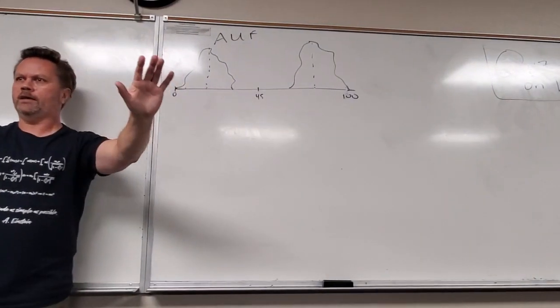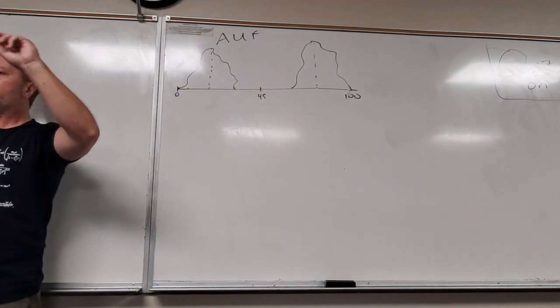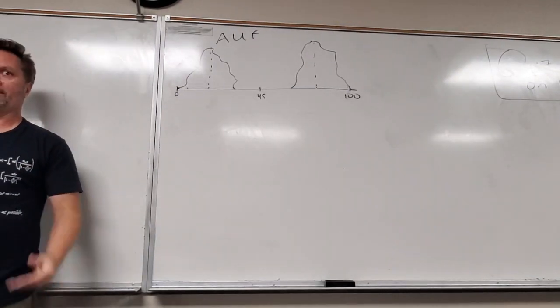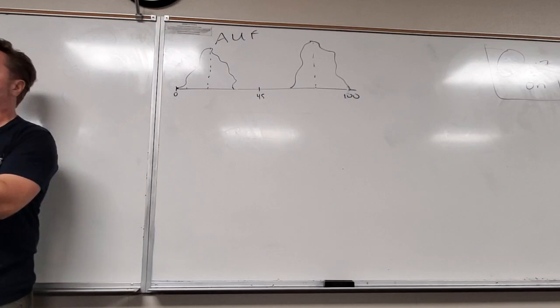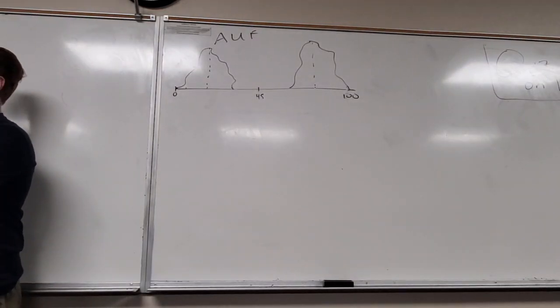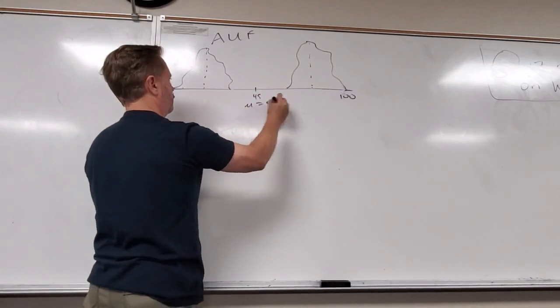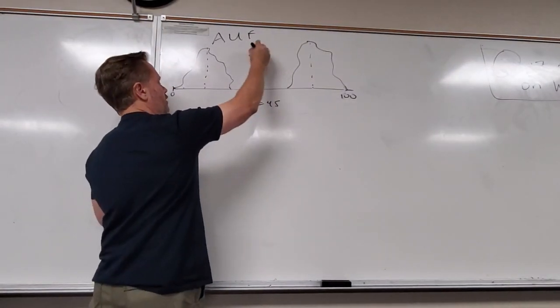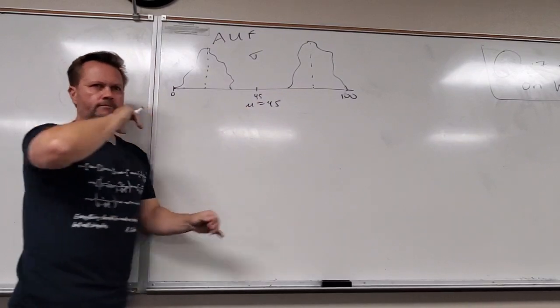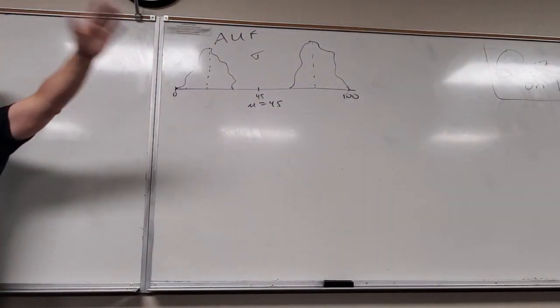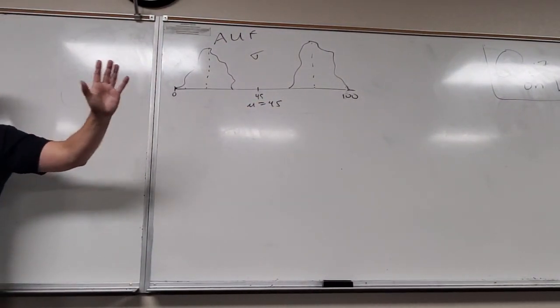So this is a sample size of 1, because I went to each individual person and asked them what their age was. And I plotted it. Okay, I like it. So there's a mean. Let's say the mean is 45. And there's some kind of standard deviation, right? Whatever the numbers are, I can figure out what the standard deviation is.